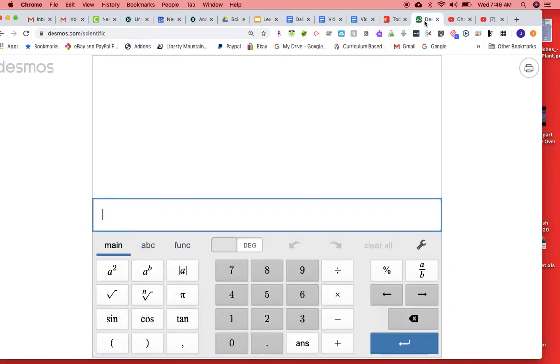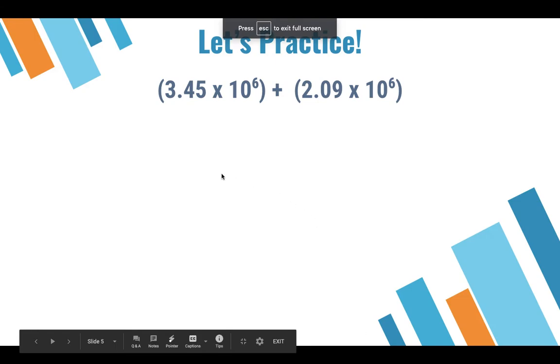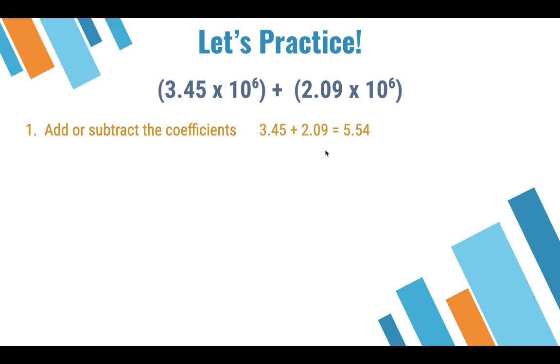If you're looking for a calculator to use, please feel free to use desmos.com/scientific. You can type right in here if you don't have a calculator available. So you can use that. Let's get back to our presentation. So we add those together and we get 5.54, looking at the two coefficients and adding them together.